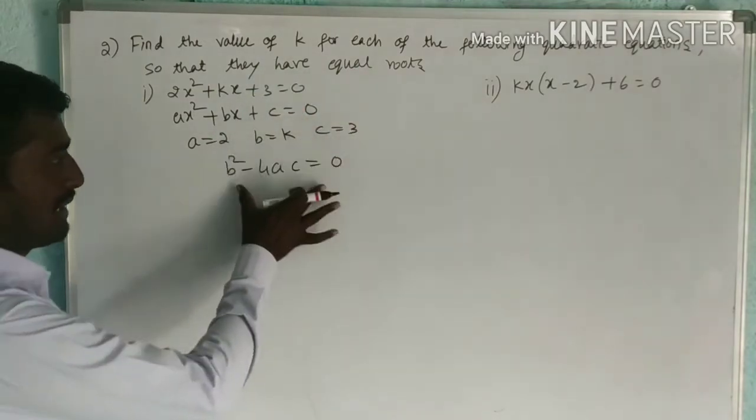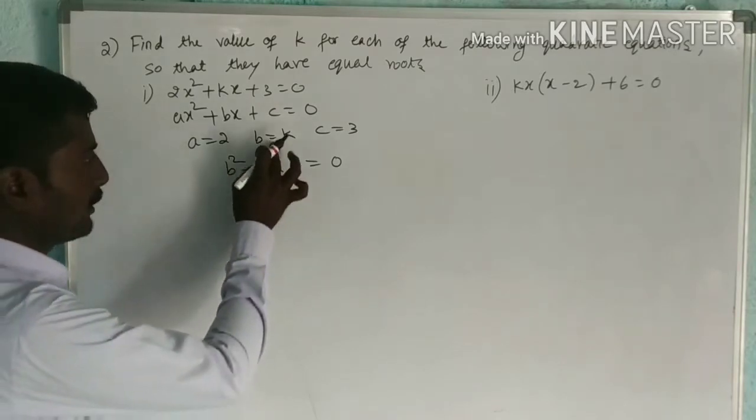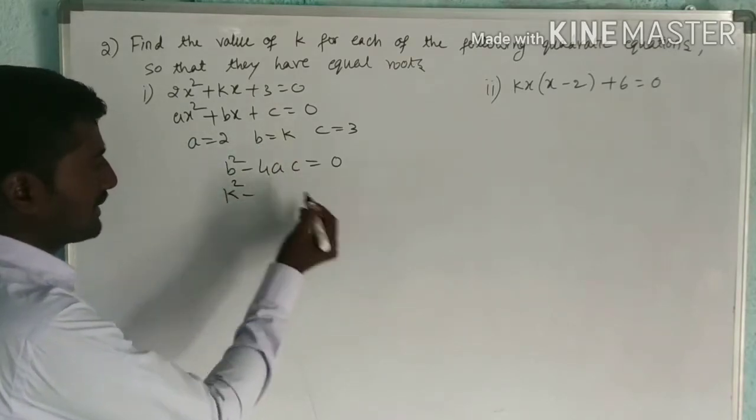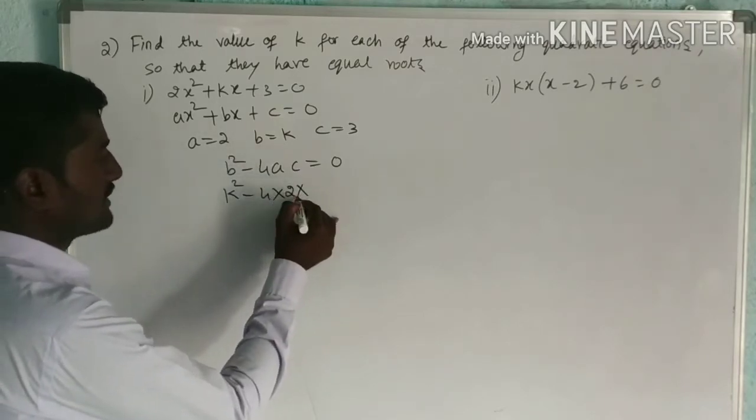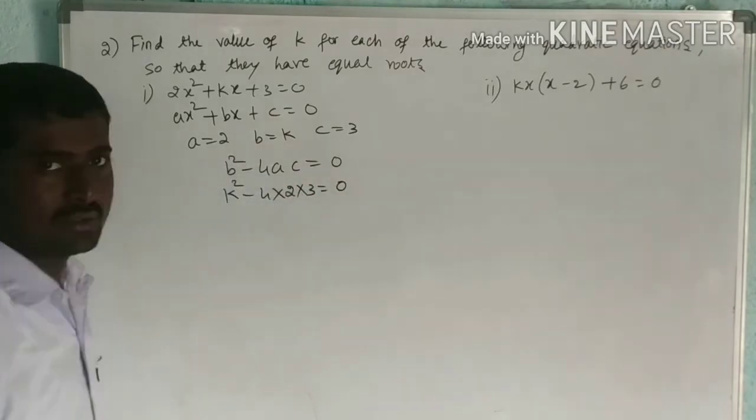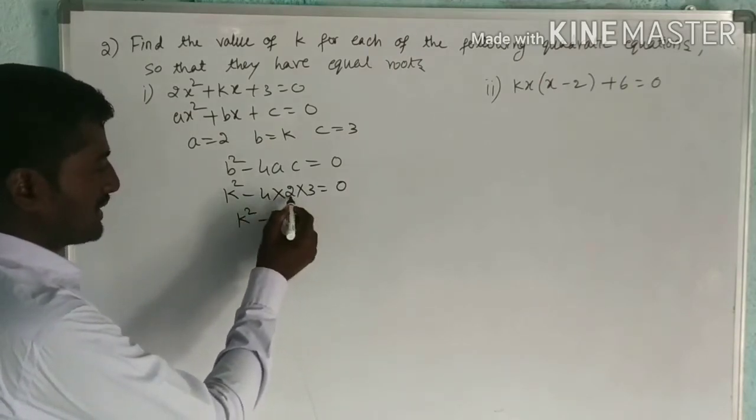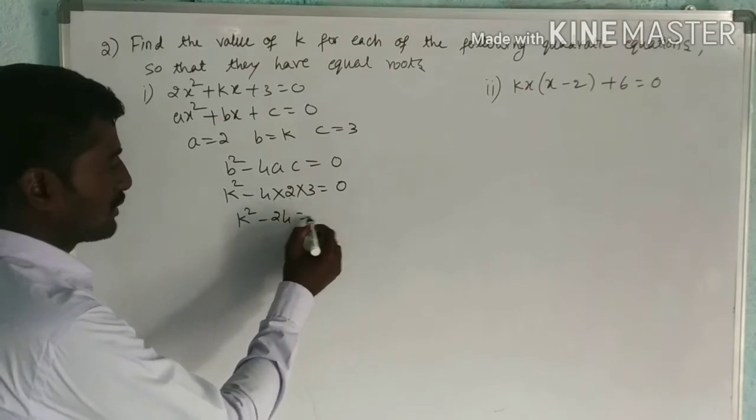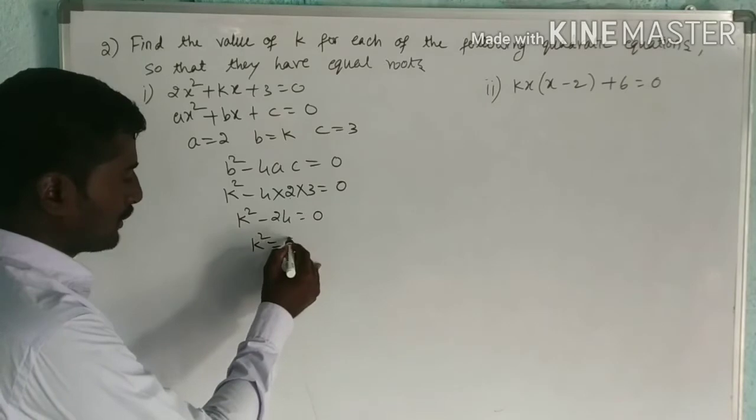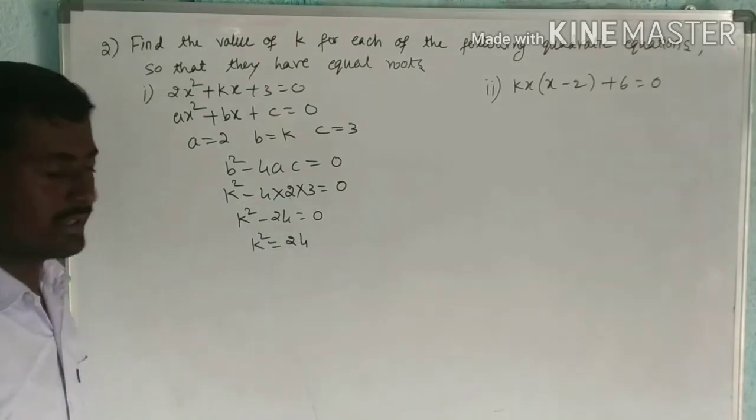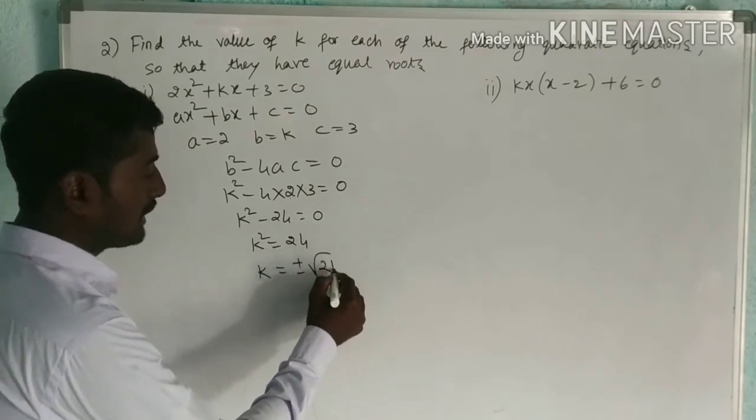Now I will substitute the values here, then I will find the value of k. Now b square, that is k square minus 4ac, 4 into a value is 2, c value is 3, is equal to 0. Now this is k square minus 4 into 2 into 3, which is 24, equal to 0. Now k square is equal to 24.